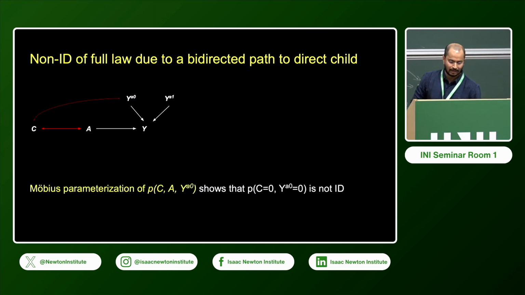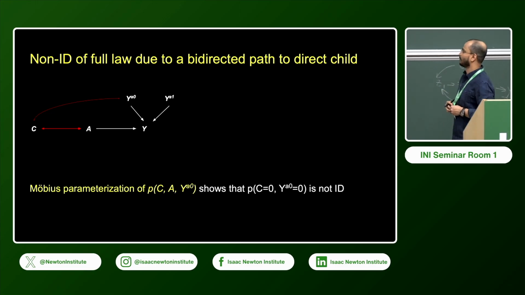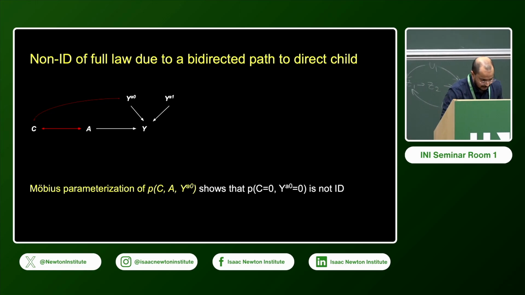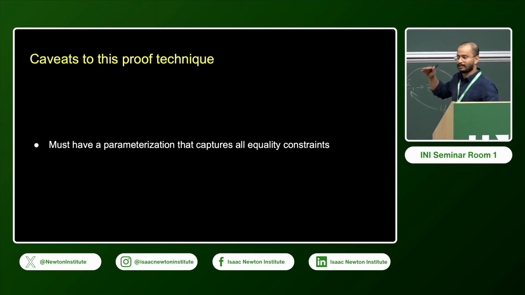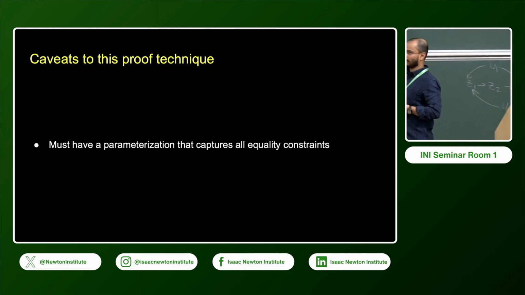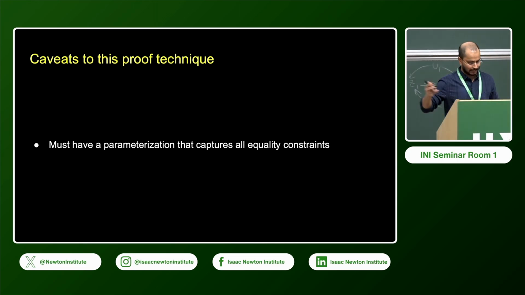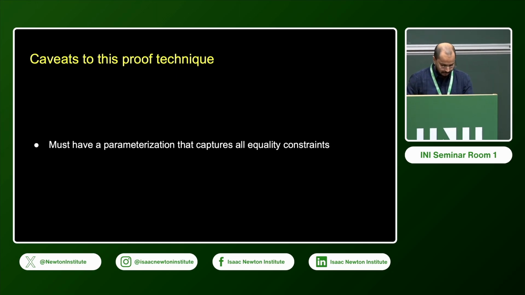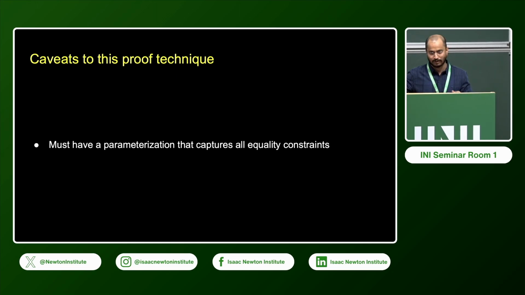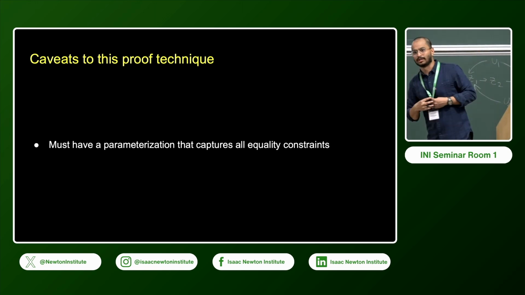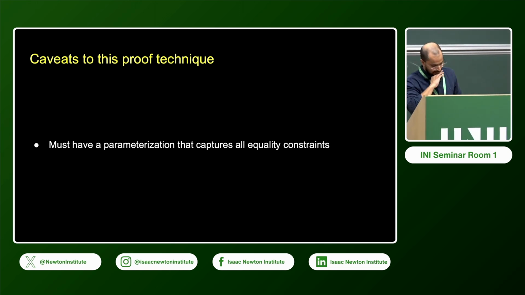All right. So you can apply the Mobius parameterization and show that this is not ID. I will say there are some caveats to this proof technique. You have to have a parameterization that captures all the equality constraints. As I said, a lot of the groundwork has been laid for us conveniently enough. It turns out the nested Mobius parameterization does capture all the equality constraints in at least the binary case, and when your unmeasured confounders are unrestricted.